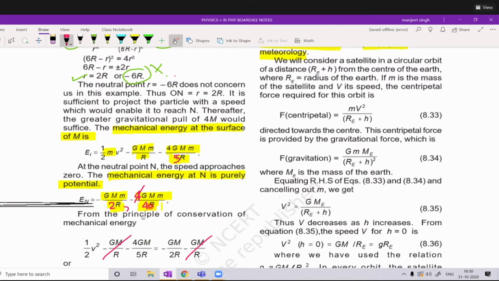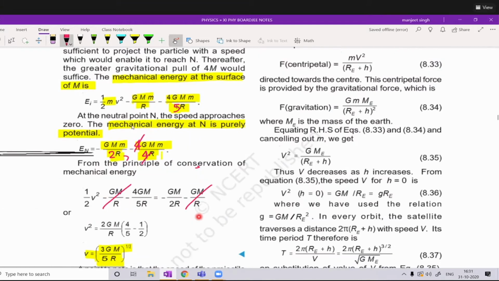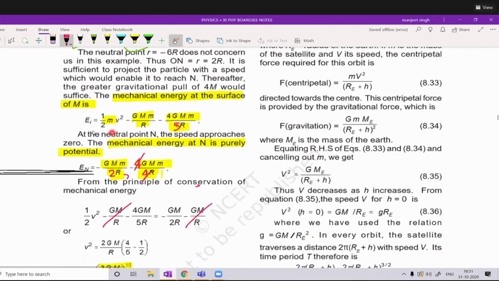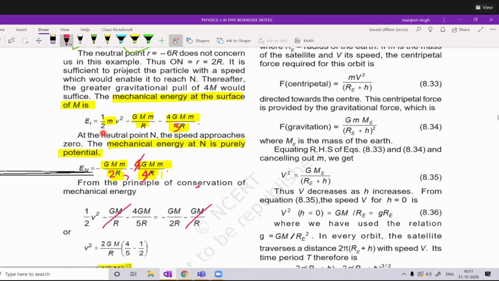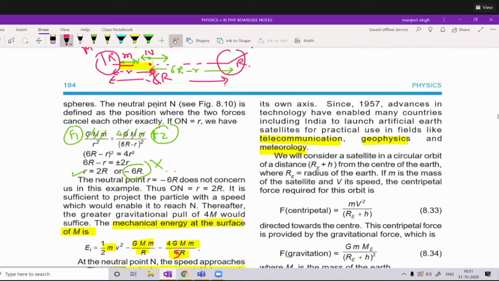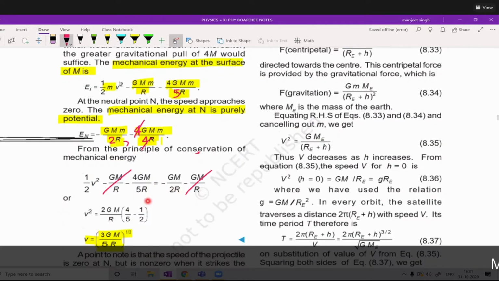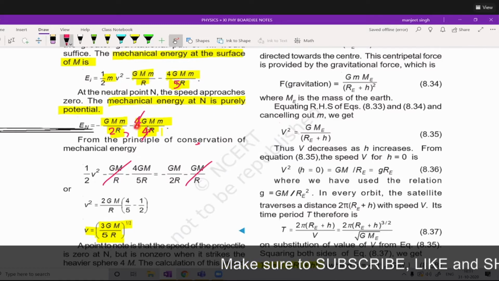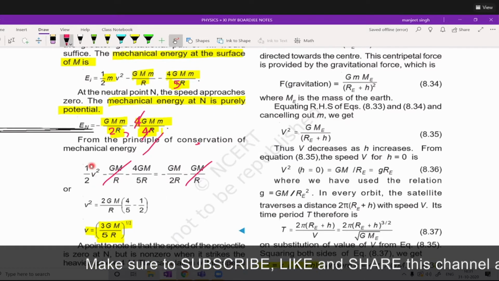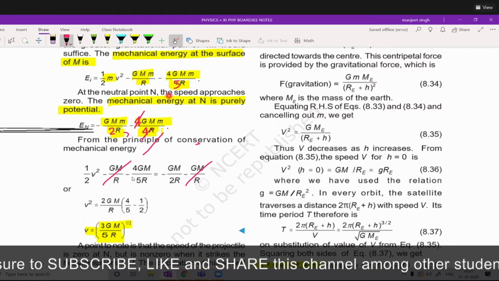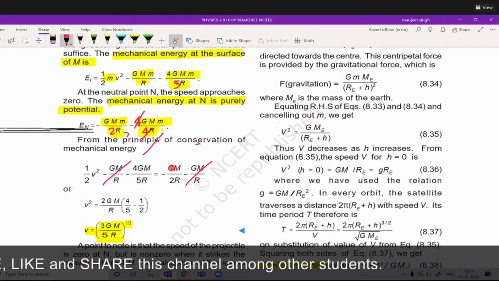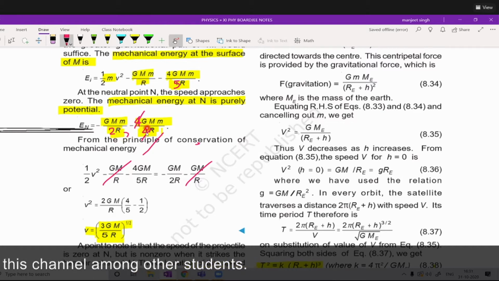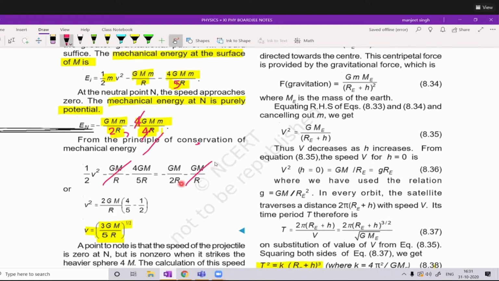This 4 cancels out. If we apply the law of conservation of mechanical energy, meaning energy at the surface of this sphere is equal to energy at the neutral point, then equate these two expressions. Small m can be taken common and cancelled. So we get half v square minus GM upon r minus 4GM upon 5r is equal to minus GM upon 2r minus GM upon r. You see both sides have minus GM upon r, so it gets cancelled out.